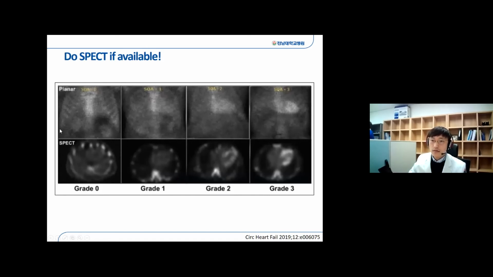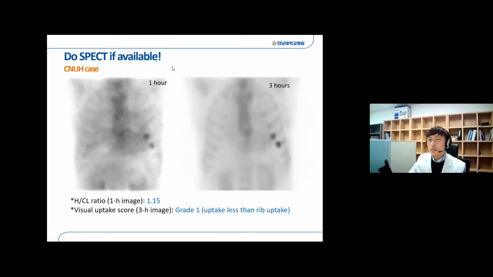Here listed are the representative planar and SPECT images of TTR cardiac amyloidosis patients, and grade 2 or grade 3, which means equal to or more than rib uptake in the heart, can be used as the marker of ATTR cardiac amyloidosis. But as you can see in this case, which we actually experienced recently, there can be some false positive findings due to the blood pool activity.